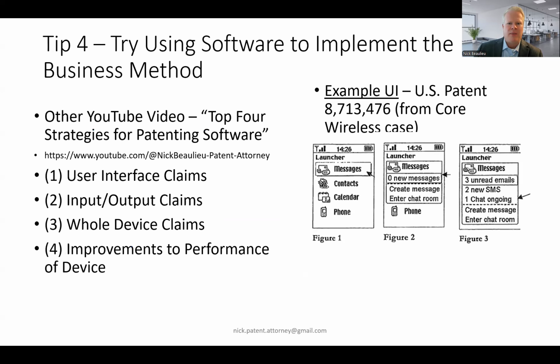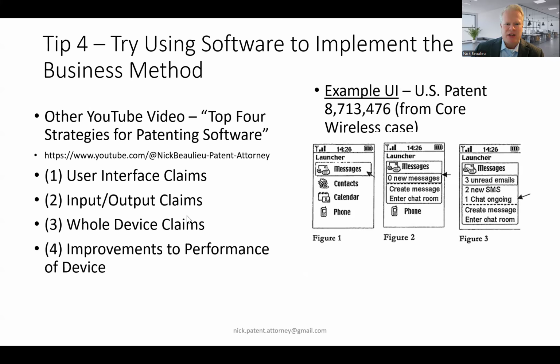So tip 4, try using software to implement the business method. I have another YouTube video about top 4 strategies for patenting software. A lot of times these business methods, you could implement them using software. I had 4 good tips, strategies for patenting software, and I think a lot of times those could be used to protect your business method. One is user interface claims, 2 input-output claims, 3 whole device claims, 4 improvements of performance of a device.